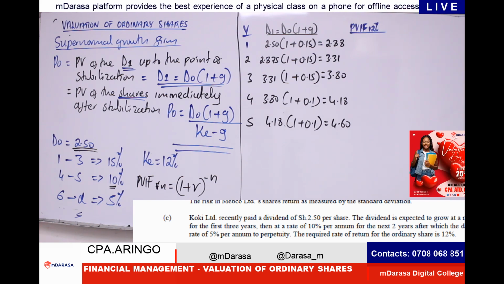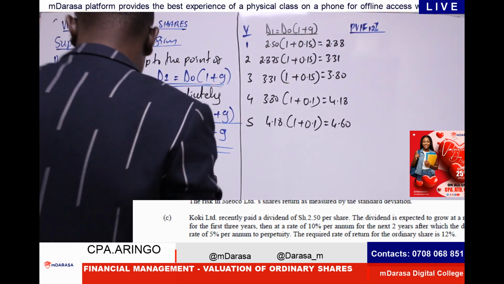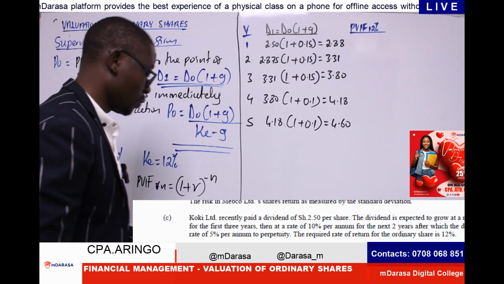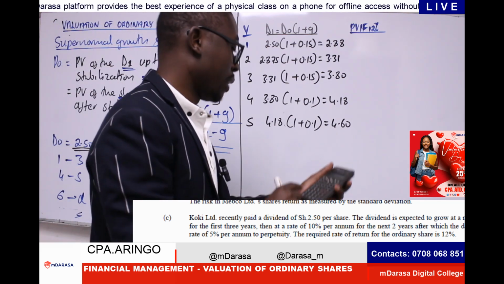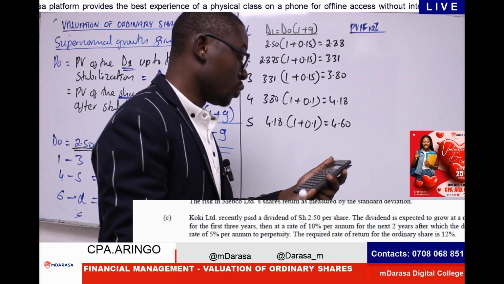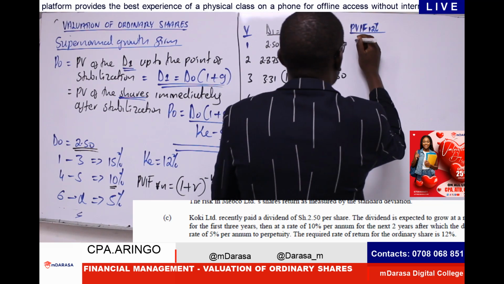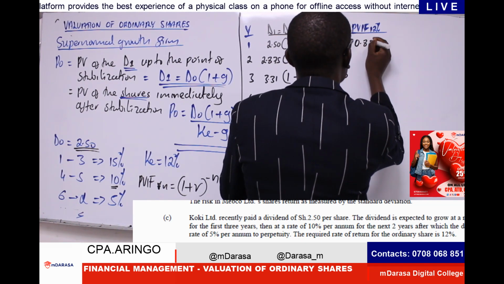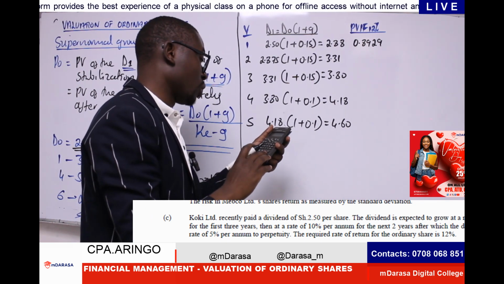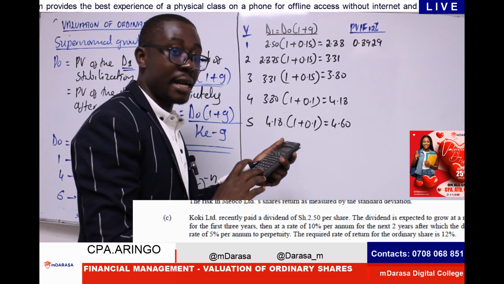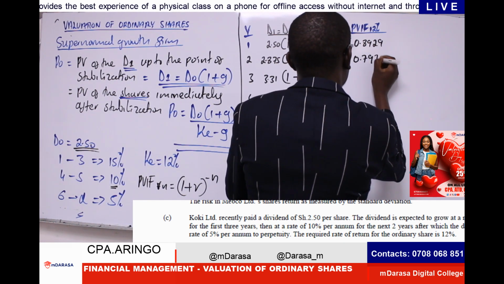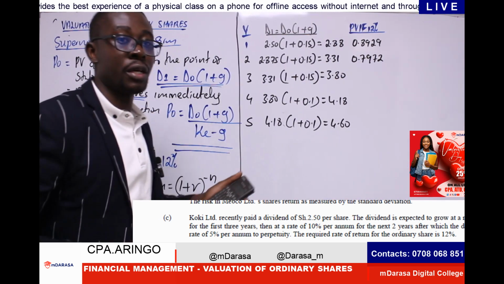To go about it, then we should take the shortcut that Mwalimu guided us. By now, you should be very good on the shortcut. We determine for year one only, where we have 1.12 raised to power negative 1, which would give us, into 4 decimal places, 0.8929. The next year, I'm going to divide by 1.12, 1 plus r, to give us 0.7972.